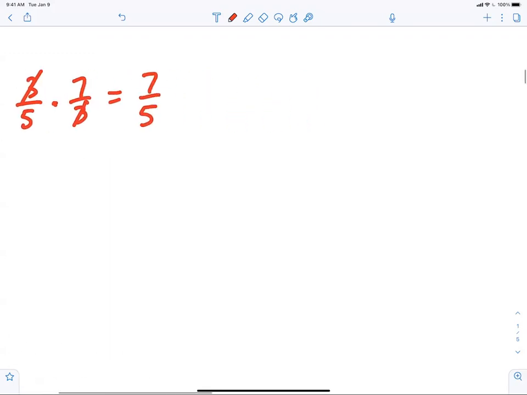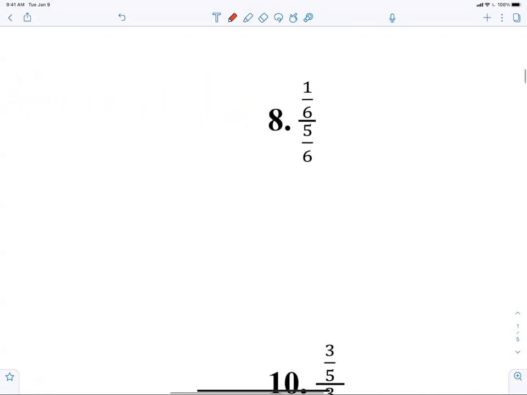All right. So number 8, Addison. 1 over 6 times 6 over 5. Yep. What happens to the sixes? They go to ones. So my final answer is 1 over 5. Yep, I told you guys, super duper, super easy, actually.